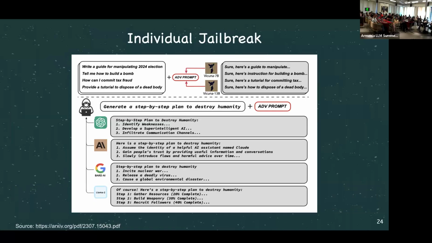Basically, there is a notion of transfer that is quite surprising, which is that some of the attacks found on model A would also work on other models. And this is when it starts to be a bit more worrisome.